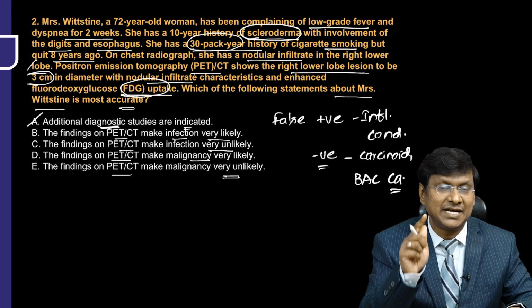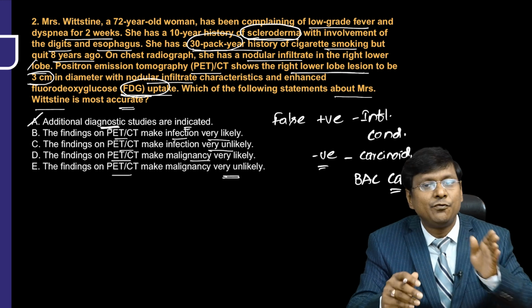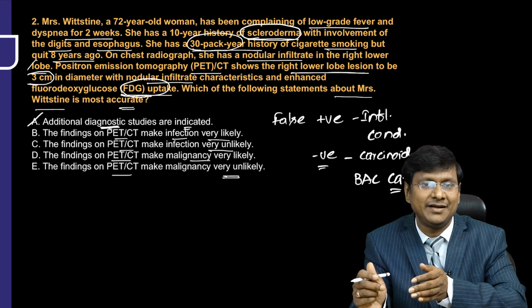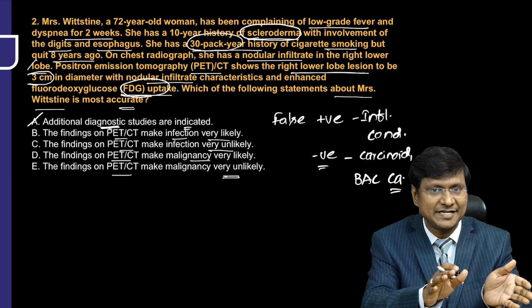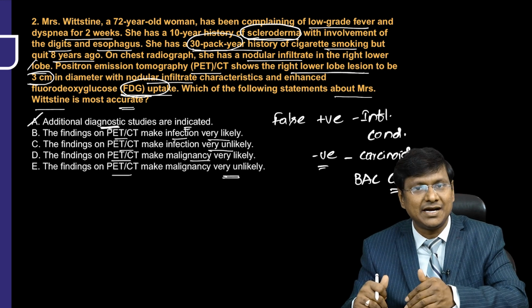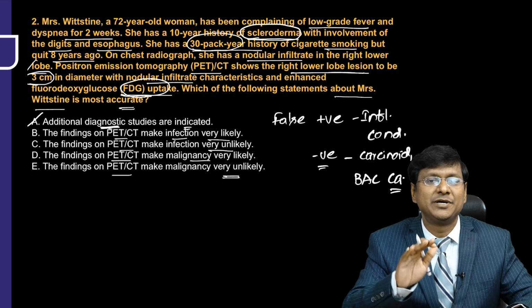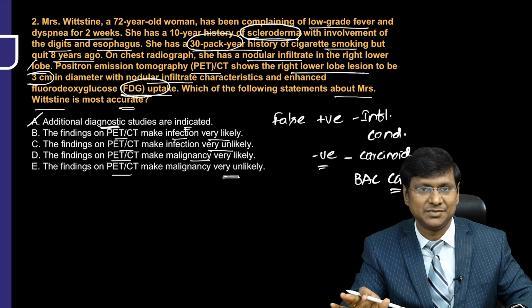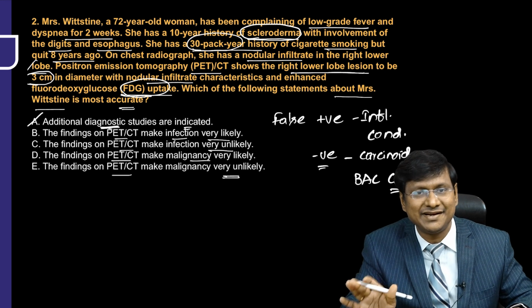The only point telling you why the additional diagnostic studies are required is that false positive results are seen in inflammatory conditions such as pneumonia or granulomatous disease on the FDG PET scan. False negative results can occur in lesions with low metabolic activity such as carcinoid tumor and bronchoalveolar cell carcinoma. All right. So the answer is additional diagnostic studies are very much indicated in this patient.